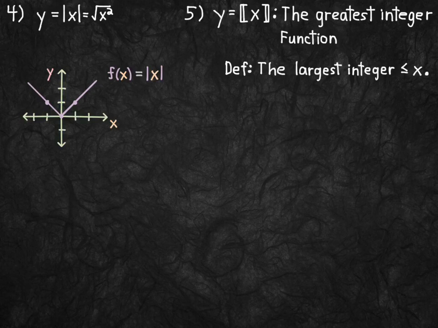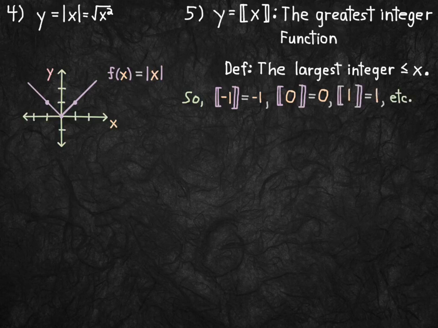Here, I did some examples for you. Say x is negative 1. The largest integer, so the furthest to the right on the number line, that is less than or equal to negative 1 is negative 1. And in fact, that works for any integer. This just spits out the same integer. You put in an integer for x, and you get the same integer out. So the greatest integer of 1 is 1, etc.